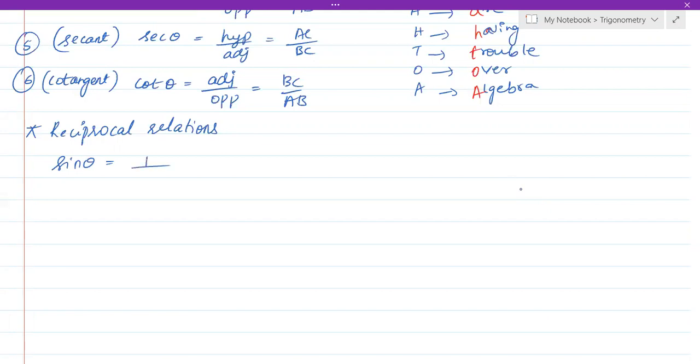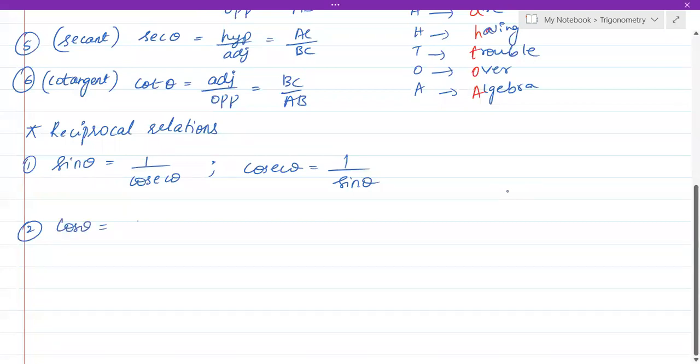We write it like this: sine theta is equal to 1 over cos theta. See, if both are equal, we write it like this: sine theta is equal to cosecant theta. But sine theta is the reciprocal of cosecant theta. If you reverse cosecant theta, you get sine theta. So we write it like this. Or in another word, we can also write cosecant theta as 1 over sine theta.